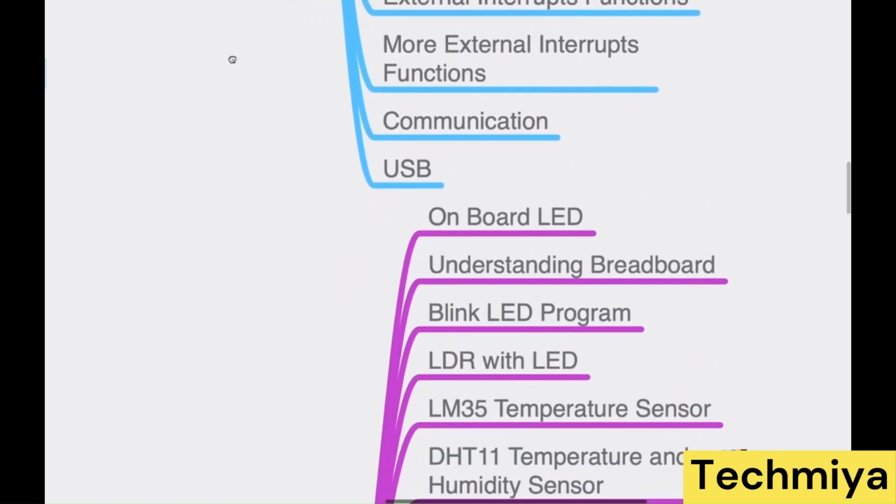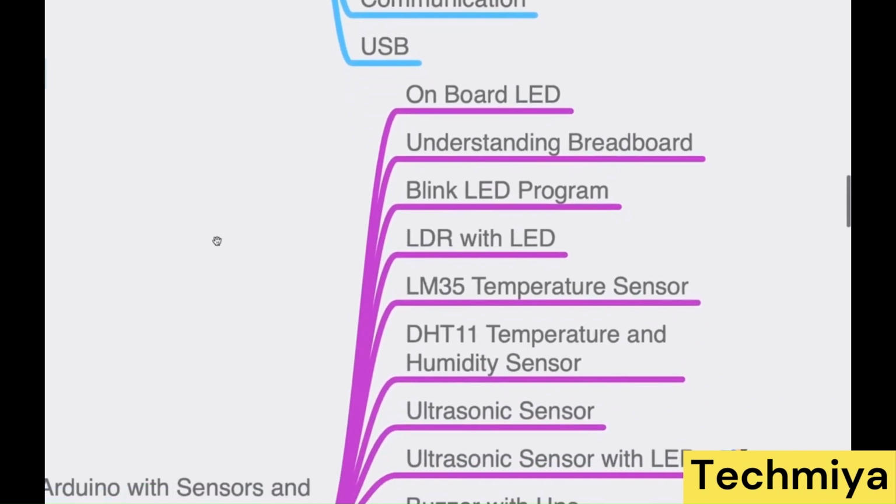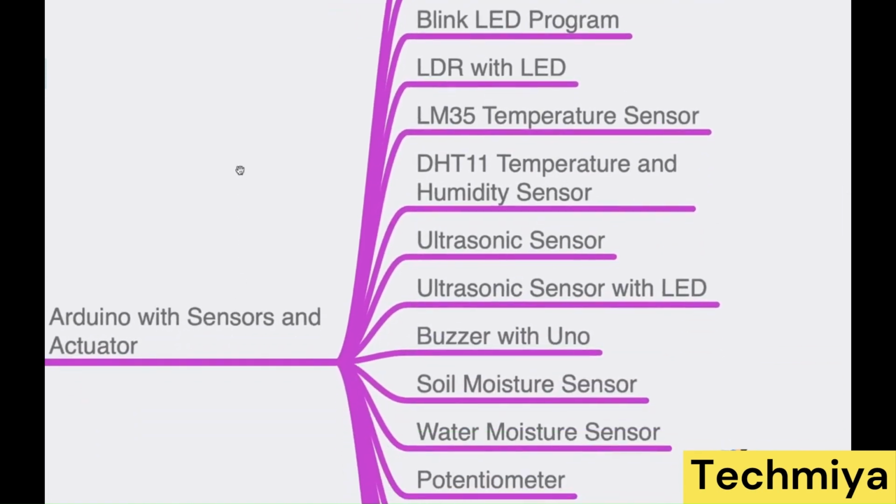Then coming to your sensors and actuators with Arduino Uno. You'll be learning the first and foremost basic, the onboard LED. Then you'll be understanding how the breadboard works. Then we'll write a blink LED program. Then we'll have an LDR with LED. Then we'll see the temperature sensor LM35, then the DHT11 sensor, then the ultrasonic sensor. Then we'll integrate the ultrasonic sensor with LED.